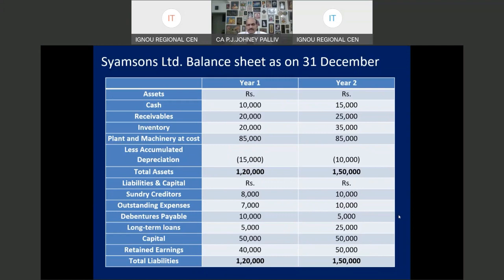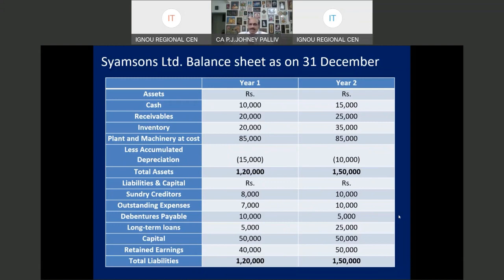Retained earnings. Retained earnings means the surplus, reserves and surplus. That means the surplus on account of the operation of the company, financial operation or financial activities, operating activities, etc. So the net surplus out of activities of the company is shown as retained earnings. It is first year 40,000, second year 50,000.